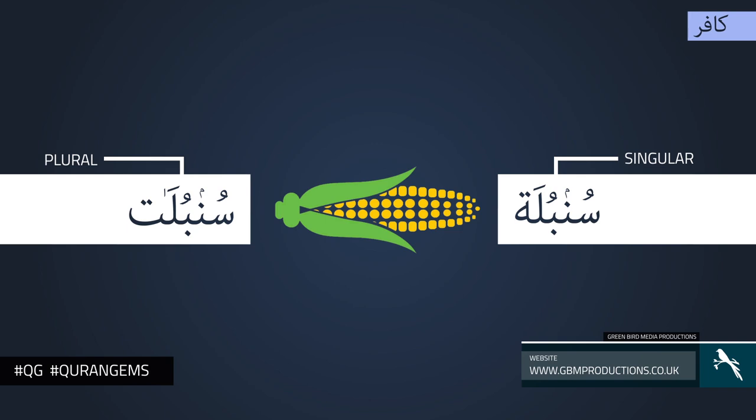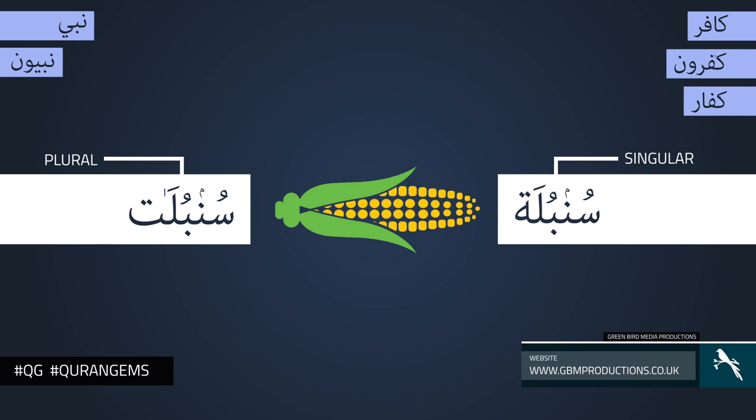Kafir, kafirun, kufar. Nabi, you can say nabiyun. You can say what else? Anbiya. You have multiple plurals. It happens all the time in Arabic. So in the Arabic language, sumbula is singular. What was the plural? Sumbulat.